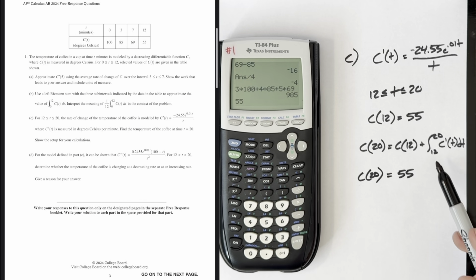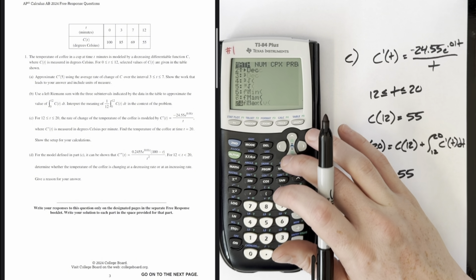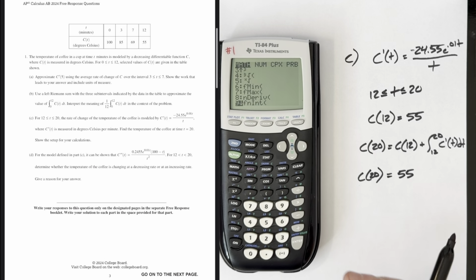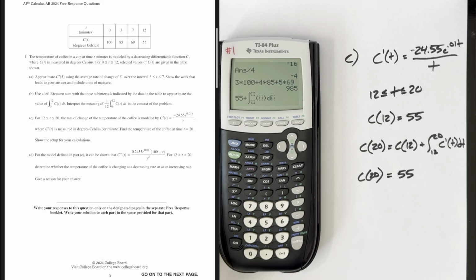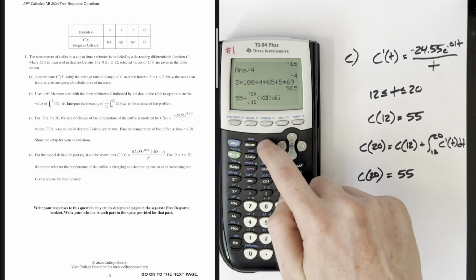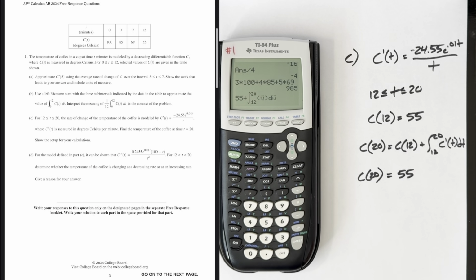But now we have to solve this integral. There are a couple of ways that we can solve integrals, but my favorite way is by going to the math section, going down to number 9, and it should say fnInt, right? And that represents a definite integral. And it's great. I can just plug in these values. So my t is going from 12 to 20. Now, I personally just do everything in terms of x, so I'm not going to use t like the question does, but I'm going to plug in my C prime of t just in terms of x. It'll work out the same using the different variable.